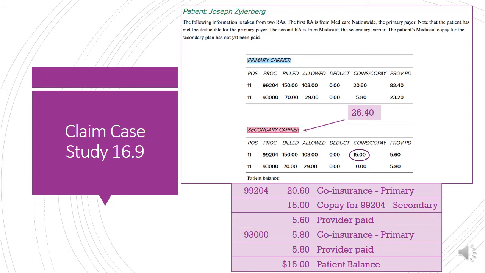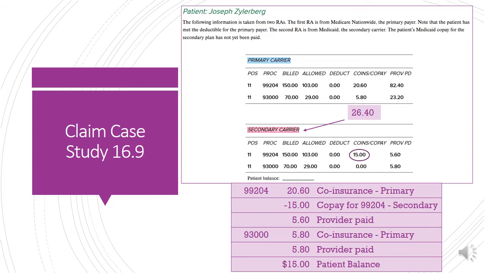The provider was paid the remaining allowed amount of $105.60. The patient's copay amounts from the primary insurance plan can be submitted for possible payment from the secondary plan. Therefore, the patient's copay of $26.40 is submitted to the secondary carrier. The secondary insurance carrier requires a $15 copay for the 99204 office visit. Because this was not paid at the time of the visit, he still owes this $15. This is the patient's balance, $15.